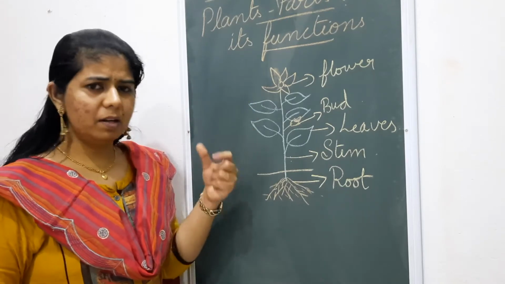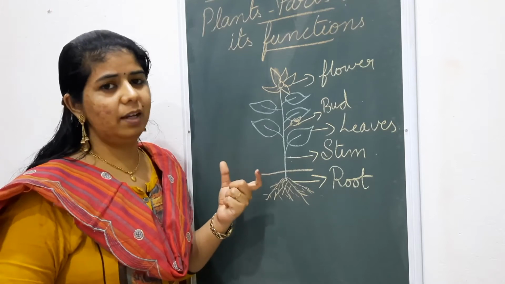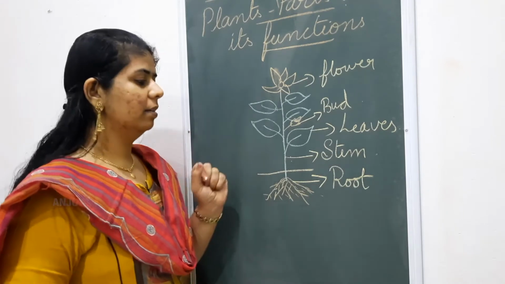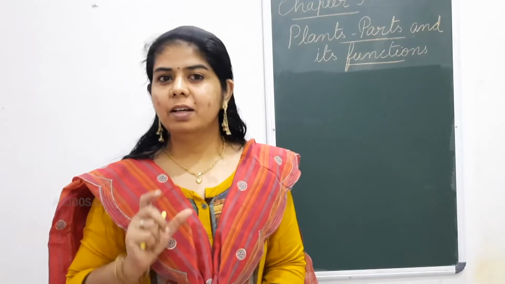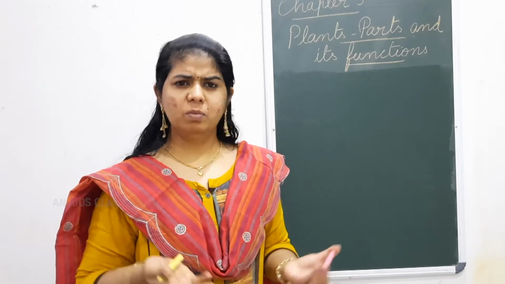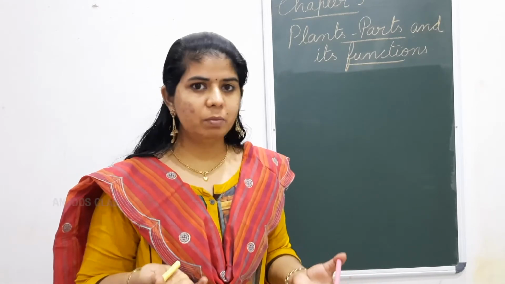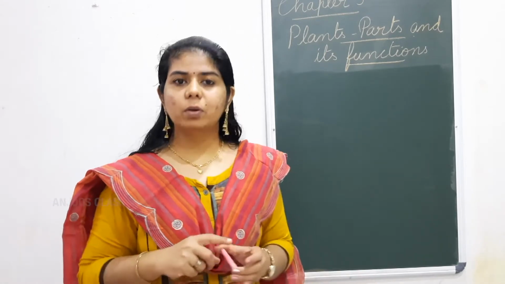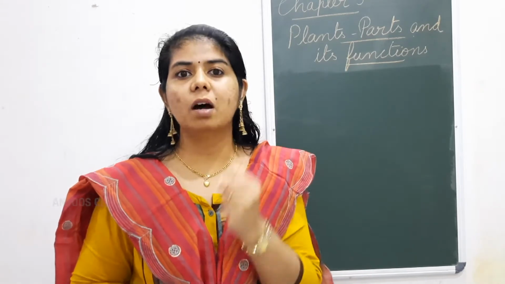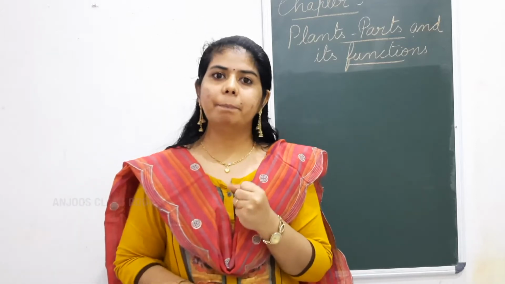The parts of the plant is very easy. None of you should say that you don't know how to draw the plant. Okay? So you understood the different parts of the plant. Now let's see how these parts are used. There will be some use for each, isn't it? So we are going to see the function of each part. Function means the use, how it helps the plant.